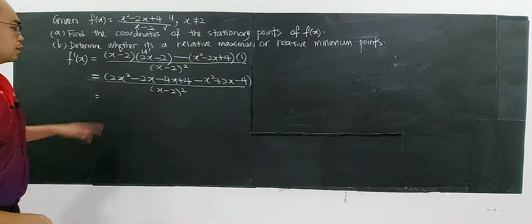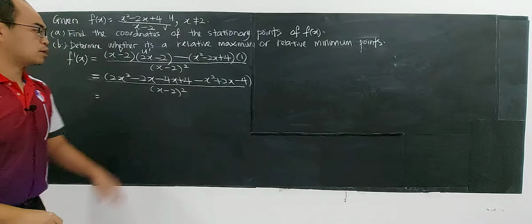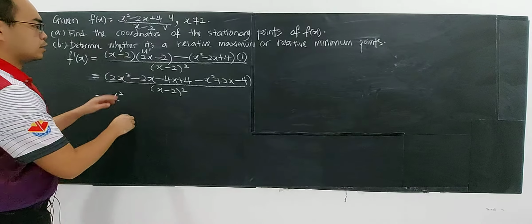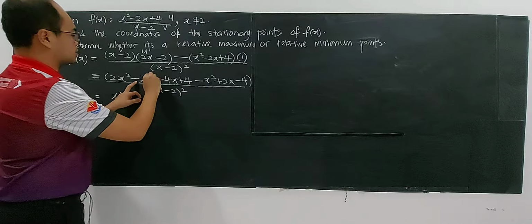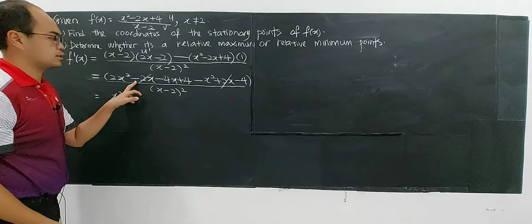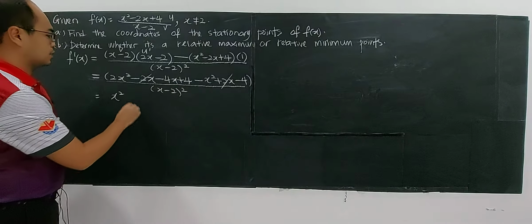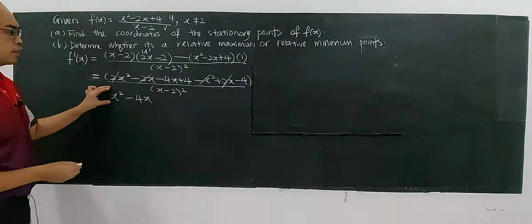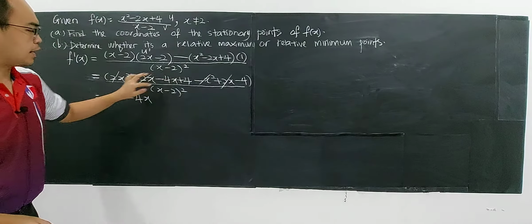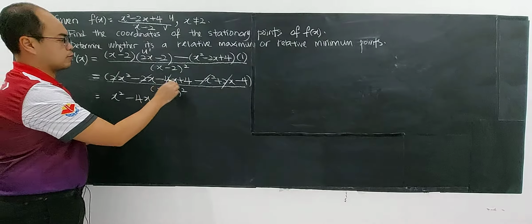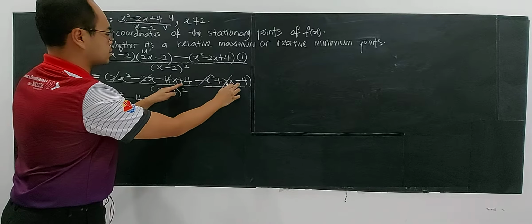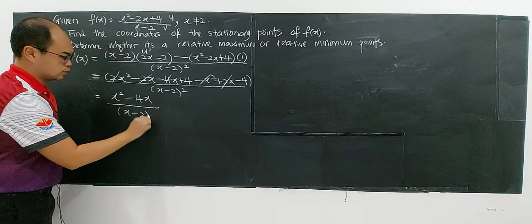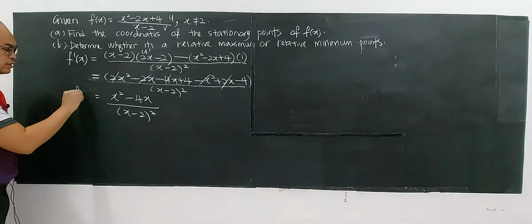So we're getting 2x squared minus x squared, we have x squared. Then negative 2x plus 2x, you are getting 0. Then you still have remaining negative 4x. And then you have 4 minus 4, you are getting 0. Then you will have x minus 2 to the power of 2 as the denominator. So this is your first derivative.